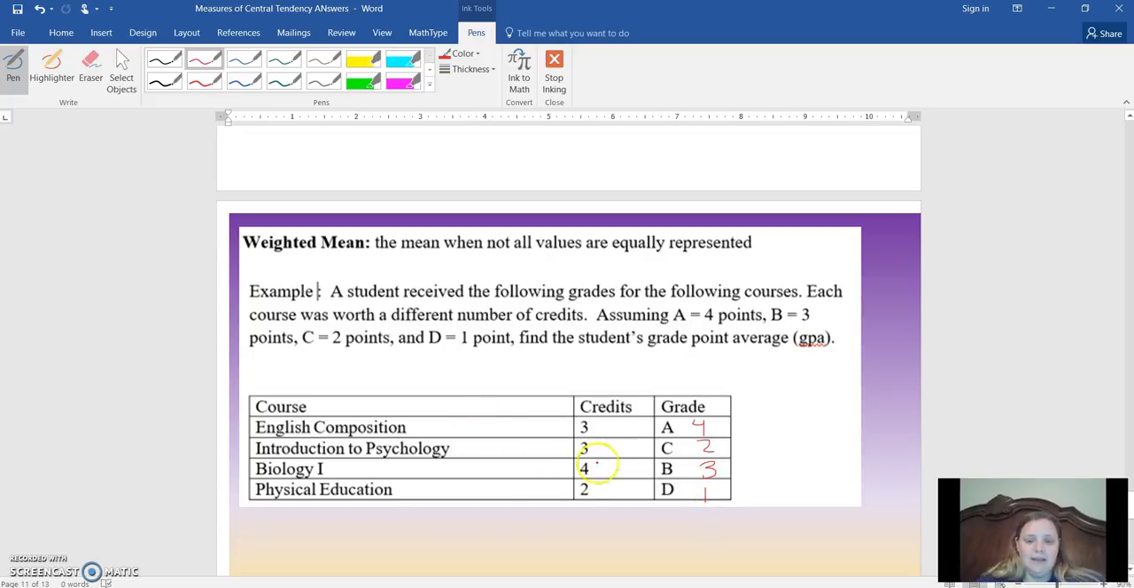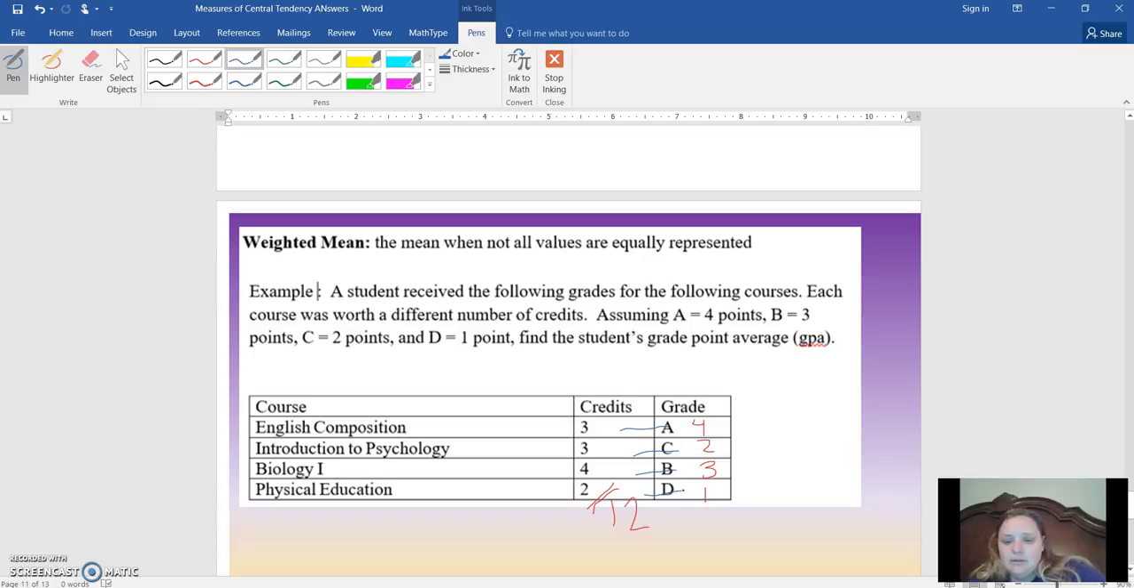And so what I do is I add up these credits. 3 plus 3 is 6, plus 4 is 10, plus 2 is 12, but let's triple check. 3 plus 3 plus 4 plus 2 is 12. Right, and then I go and I multiply these guys.